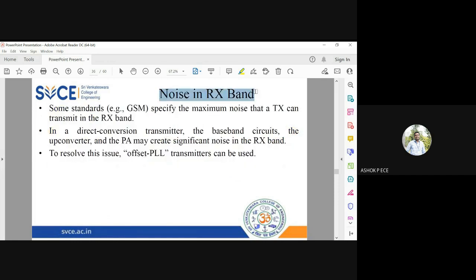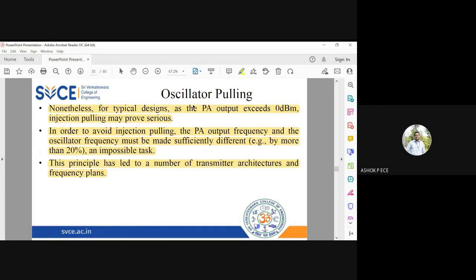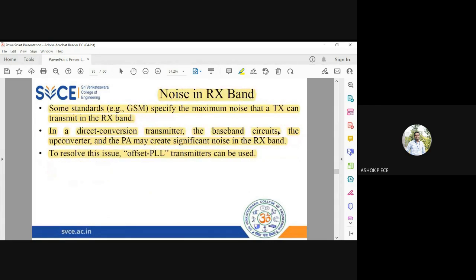There is also noise in the receiver band. Some standards specify the minimum noise a transmitter can transmit in the receiver band, so that the receiver will not be overburdened. In a direct conversion receiver, this creates significant noise. So to resolve this issue, we are going to go for offset PLL transmitters. So we are slowly seeing all the possible issues we have and what solutions we have at the transmitter end.